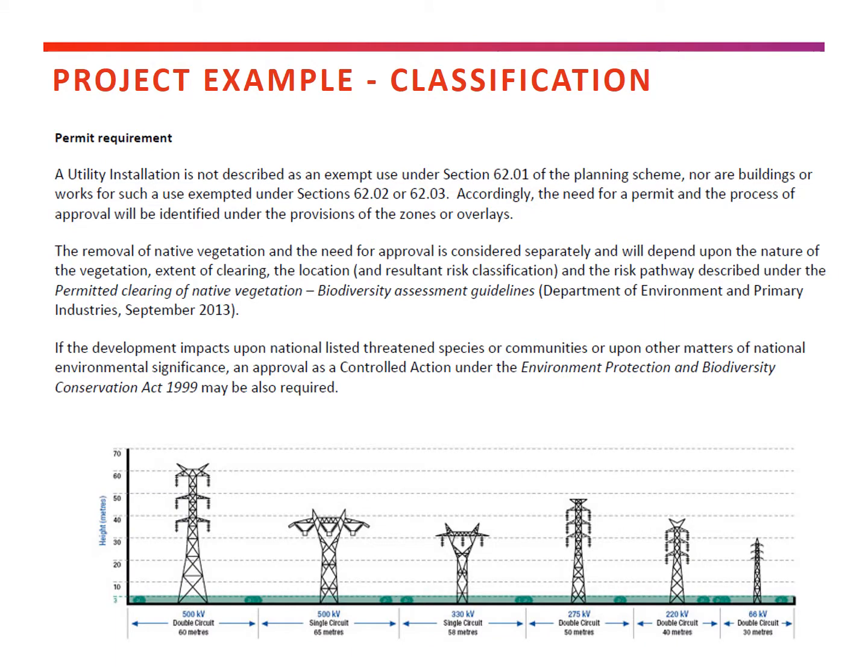In matching up the nature of the development with the actual location, here's the thinking that went on. So he found out that under the Act a utility installation is not exempt under section 62(1) of the planning scheme, nor are the buildings or works exempted. So he does need a permit, and the process of approval will be identified under the provisions of the zones and overlays. So that early work that he's done to figure out what are the zones, what are the relevant overlays, is all going to need to be taken into consideration. The removal of native vegetation and the need for approval is going to be considered separately.